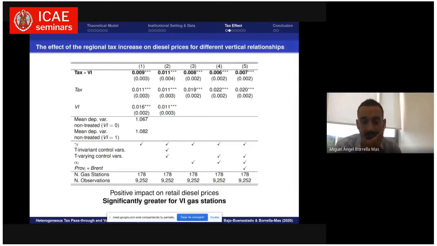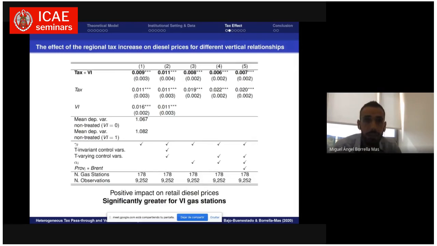These estimates represent a pass-through rate of 73.59% for independent gas stations, and for vertically integrated ones, we have an additional pass-through of 26.12%, thus reaching almost 100%. Basically, that's to give you real numbers.